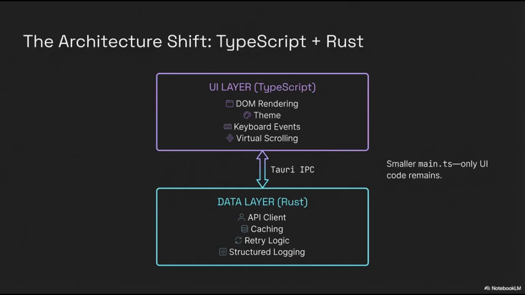By moving core logic to the data layer written in Rust, we gain significant performance and reliability for tasks such as API client management, persistent caching, robust retry logic, and structured logging. These two layers communicate seamlessly through Tauri IPC. The primary benefit of this transition is a significantly smaller main.ts file, ensuring that the front-end code remains focused exclusively on user interface concerns, while complex data operations are handled by a high-performance system language.